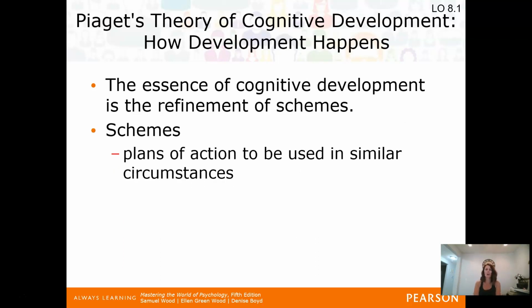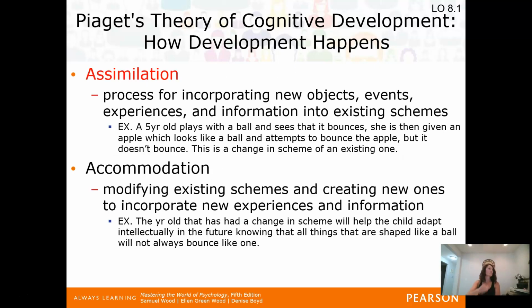This is the essence of cognitive development, and it is refined by schemes. So your schemes are plans of actions to be used in similar circumstances. So your first one is assimilation. This is the process of incorporating new objects, events, experiences, and information into existing schemes.